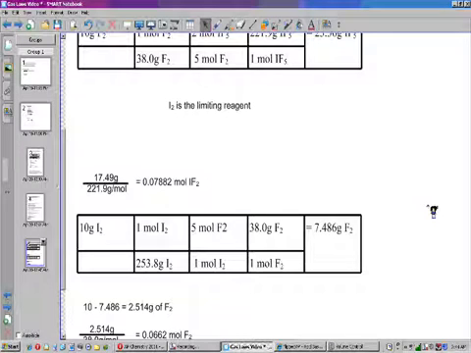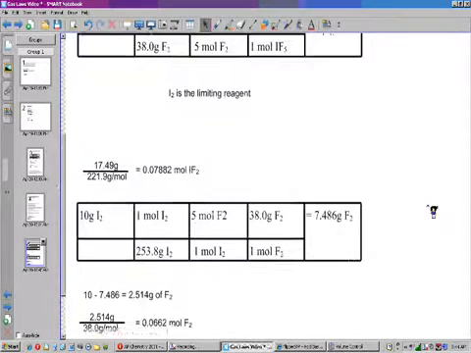But we need to know, since this reaction is complete, how much fluorine was used up. So we start with our limiting reagent, we go to fluorine, and we find out in this first step that 7.486 grams of fluorine was used. So you have to be careful here and don't say that that's how much is left over, it's how much was used. So you subtract it from the original 10 grams that you started with, and you find out that there's 2.514 grams of fluorine left.